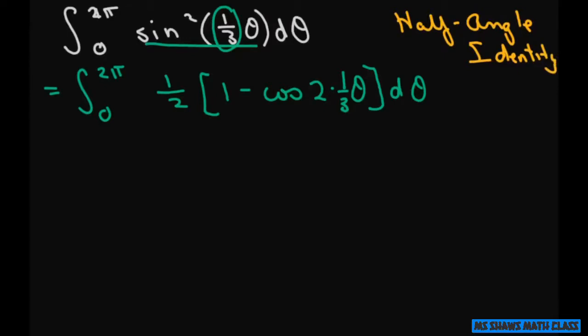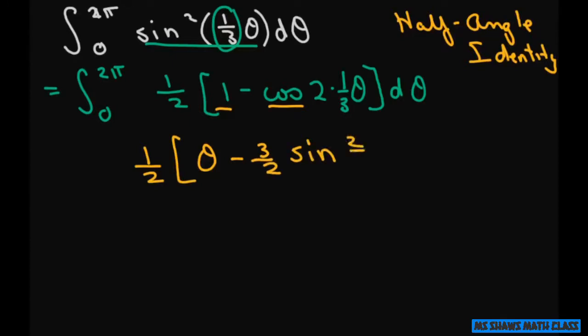Now what we want to do is go ahead and integrate this. So when you integrate this, you're going to get 1/2. This changes to theta. And then you're going to get the antiderivative, cosine is sine. And then, since this is 2/3 technically, you're going to write 3/2 sine of 2/3 theta. And then you're going to evaluate the integral from 0 to 2 pi.